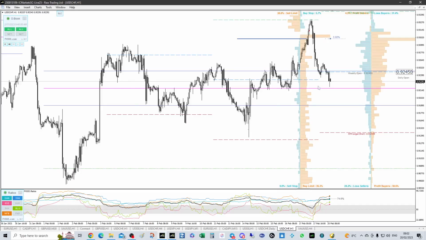Patreon subscribers, we'll start with the dollar Swiss, because we should be falling based on the sentiment. We're 74.6% long, so it's definitely a sell in the big picture.